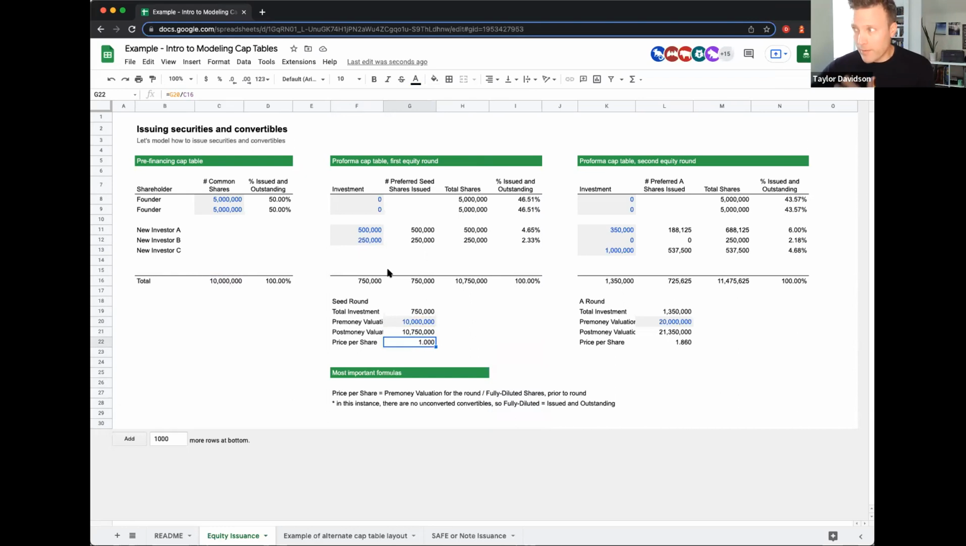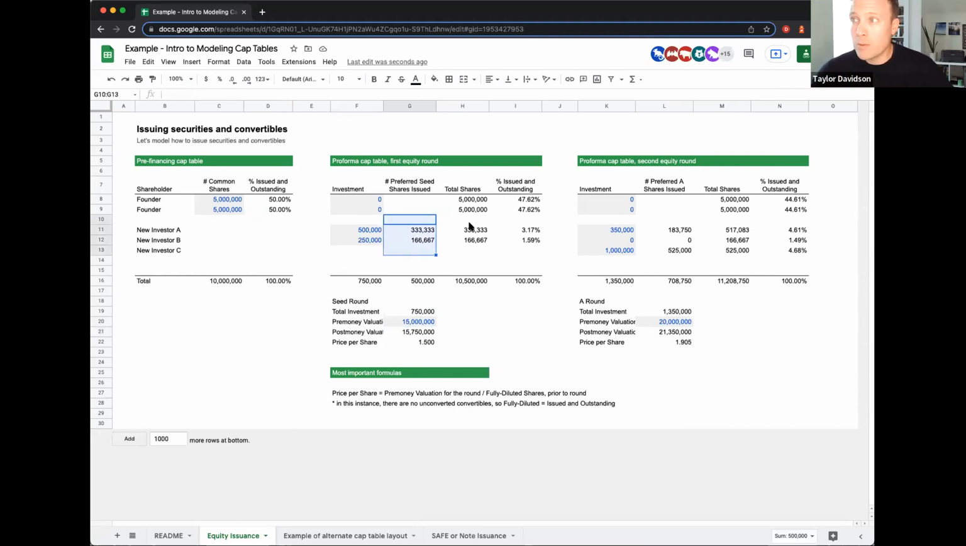So I say, okay, $750,000 coming in, total investment. Post-money valuation, which is the pre-money valuation plus the amount invested, so then $750,000 divided by the $1 per share means they're issuing 750,000 shares. If I change this pre-money valuation to say 15 million, the share price will change effectively. The number of shares that they're going to purchase changes as well.